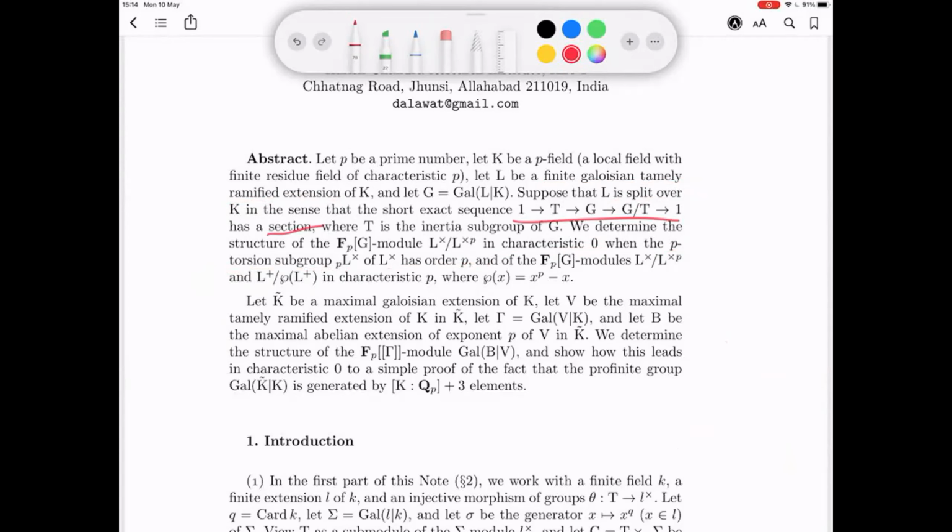Now, what are we planning to do? We determine the structure of this F_p[G] module, L star modulo L star to the power P, in characteristic 0, when the P torsion has order P, which is to say that L contains a primitive pth root of unity. That is the same as saying that the P torsion has order P.